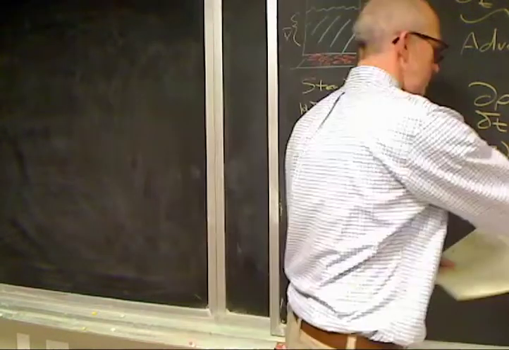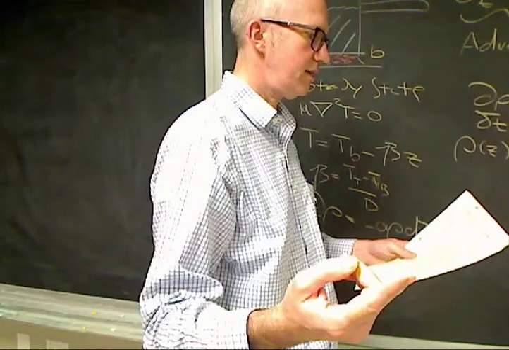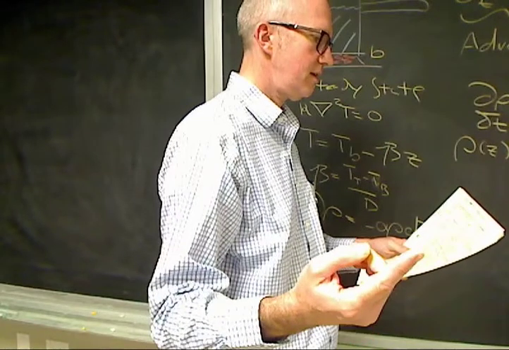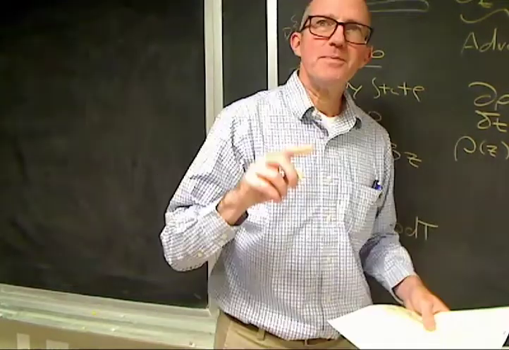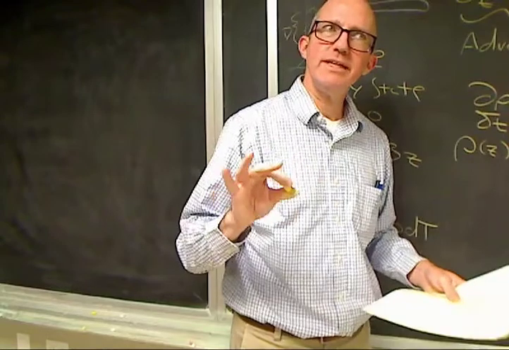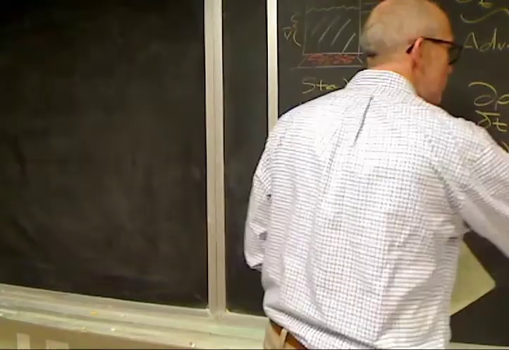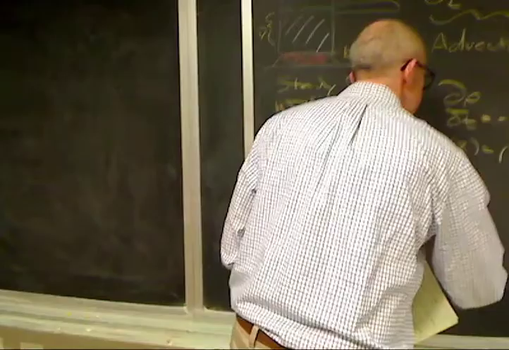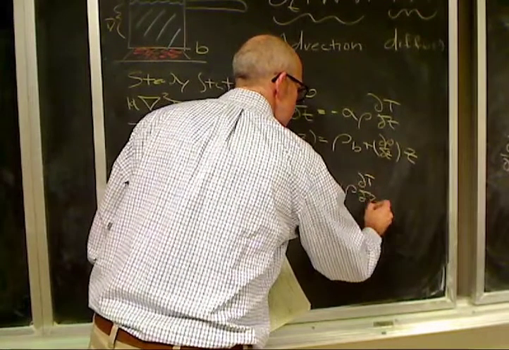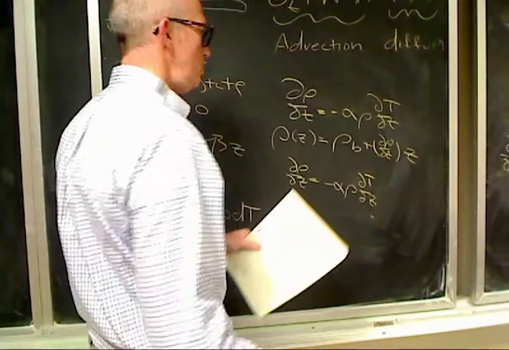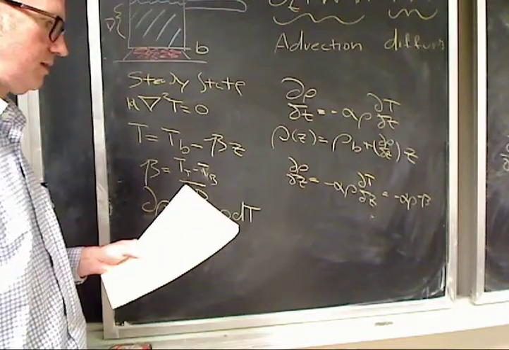Sorry, I have this data here that I missed. My handwriting is sometimes awful, and it looks like a minus sign, but it's an equals. So I'm like, where the hell does this other term come from? Anyway, so what is d rho dz? This is just going to be minus alpha rho dT dz. But we know what dT dz is. That's just beta. So this is minus alpha rho beta. Right?